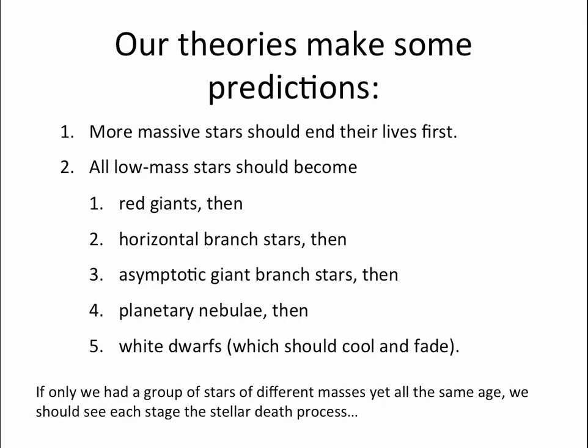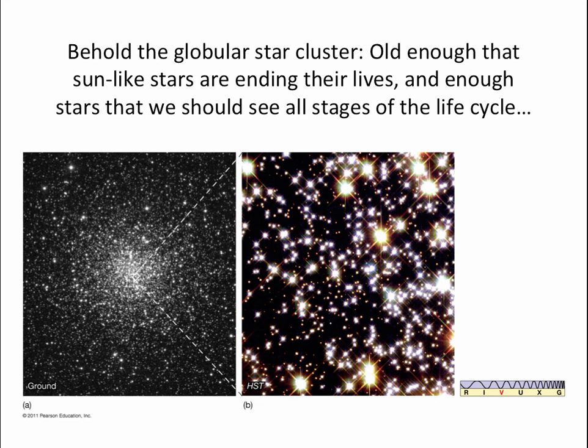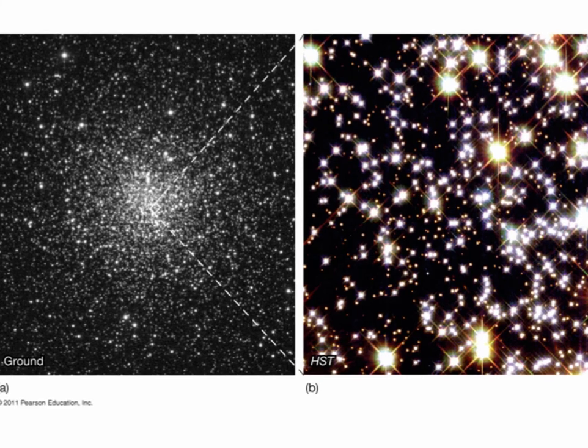These are the star clusters we talked about back in Minilecture 2. Let's look at a globular star cluster. Globular star clusters are 10 to 13 billion years old, so they're old enough that sun-like stars are ending their lives, and they have hundreds of thousands or even millions of stars, so we should be able to see all stages of the life cycle.